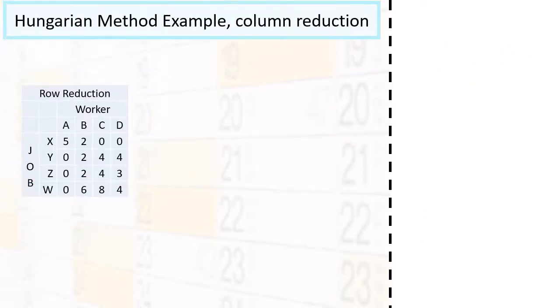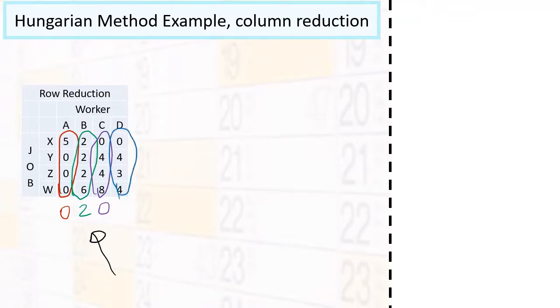So we're using the updated table. We take each column now. The first column, the minimum in this column happens to be 0. Then we take this column right here, and the minimum in that column happens to be 2. Then we take this column, and the minimum here is 0. And this column right here, and the minimum here is 0.